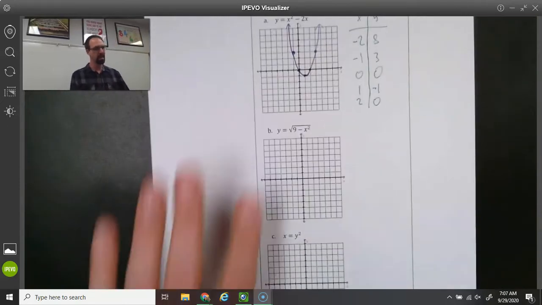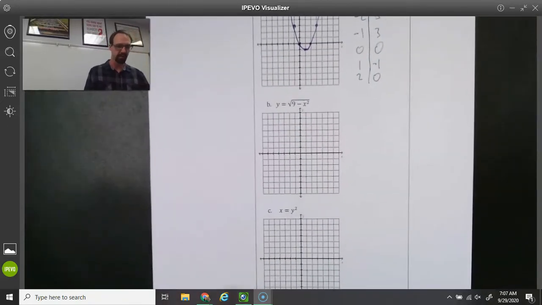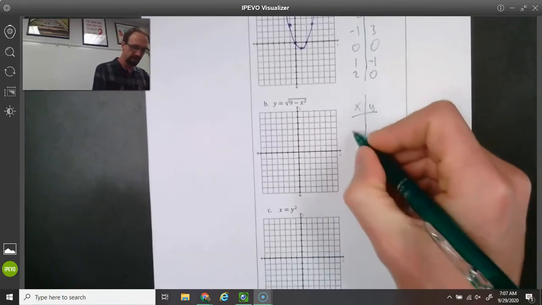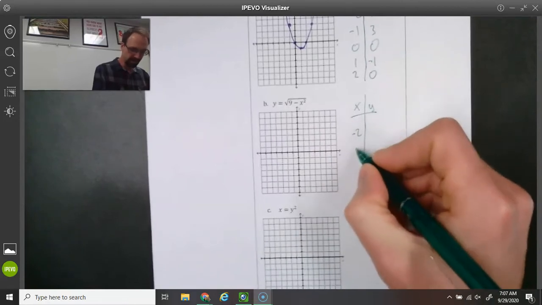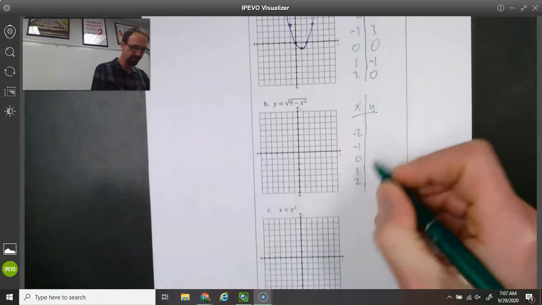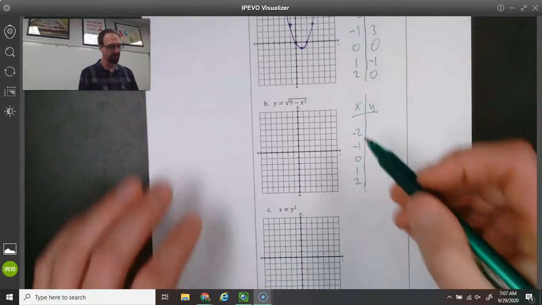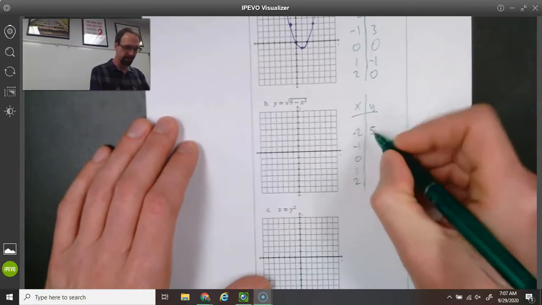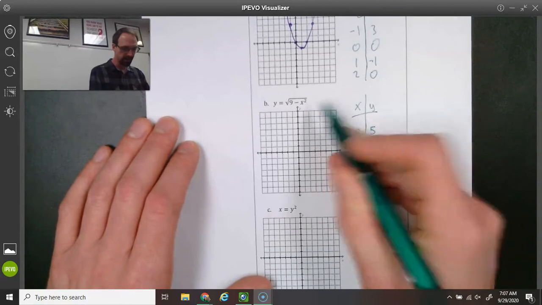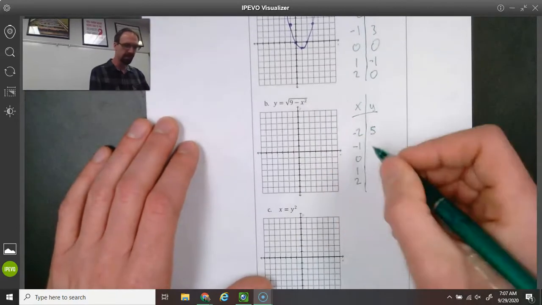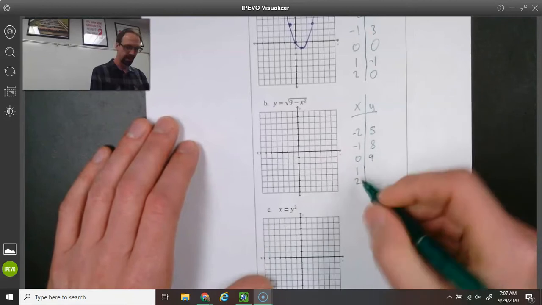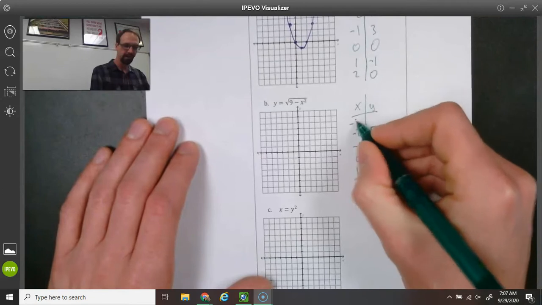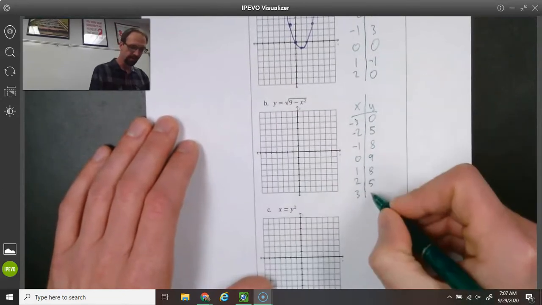Now the next one, B, y equals the square root of 9 minus x squared. Again, it's y equals, so when I plug in my values, I'm going to use -2, -1, 0, 1, and 2. If I plug in -2, -2 quantity squared is 4, 9 minus 4 is 5. -1 quantity squared is 1, and then that's 8. It's going to be 0, 9, 8, 5. In fact, if I go just one farther and I do -3 and 3, I get 0 and 0.